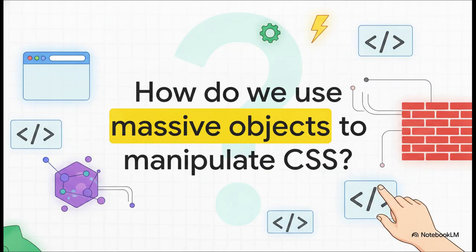Which brings us to a rather fascinating puzzle to close out this explainer. If the .style property returns a massive, complex object instead of just a simple string, how exactly do we use it to manipulate our CSS dynamically? It's a great question, right? And it's a puzzle we are absolutely going to solve in our next deep dive into CSS manipulation.